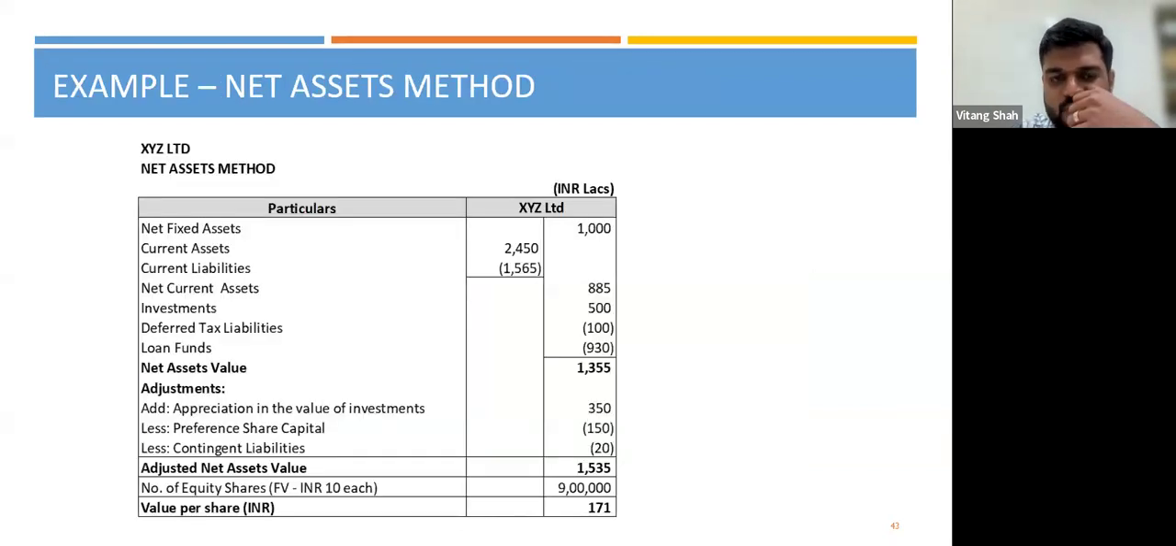So this is the example of the net asset value method, wherein all the assets minus the liabilities on a specific balance sheet date have been reduced. Plus, you add the appreciation in the value of investments, because not necessarily all of your investments could have been accounted at fair value. You reduce the preference share capital because you are trying to value the equity share capital, and you reduce the probable outflow which could be there on account of the contingent liabilities. So what you are then arriving at is the equity value of the company. You divide it by the outstanding number of equity shares, and you arrive at the net asset value.